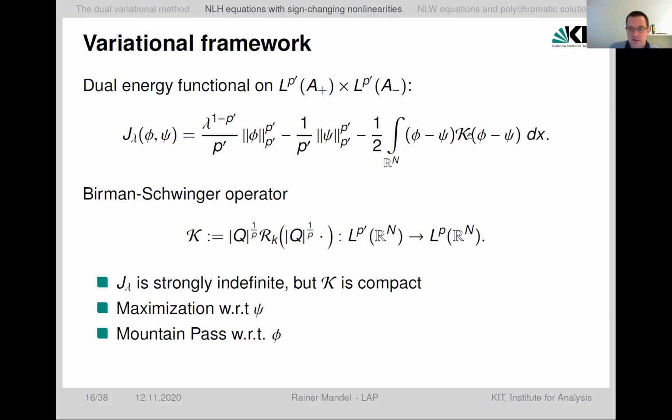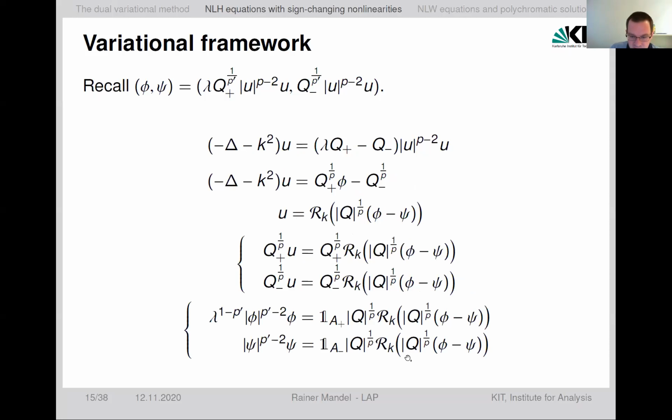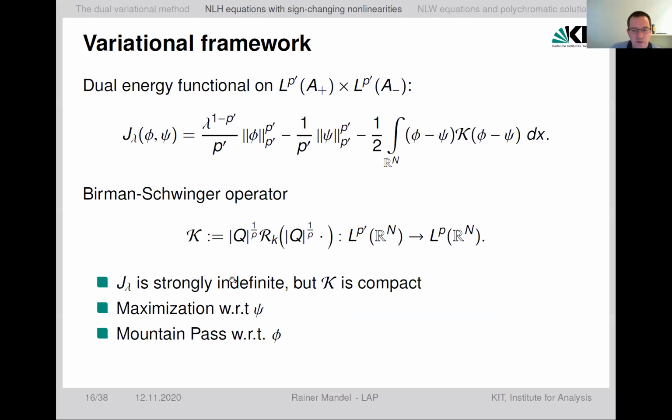Here, what is this K? K is this operator that you can find on the previous slide, this one here. Our assumption on Q, namely that Q vanishes at infinity and belongs to L infinity, makes sure that this operator K is compact. And this actually helps to deal with this strongly indefinite functional.